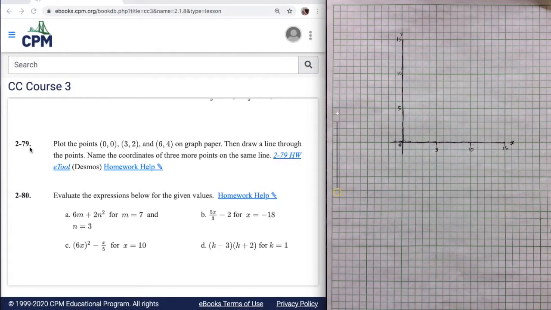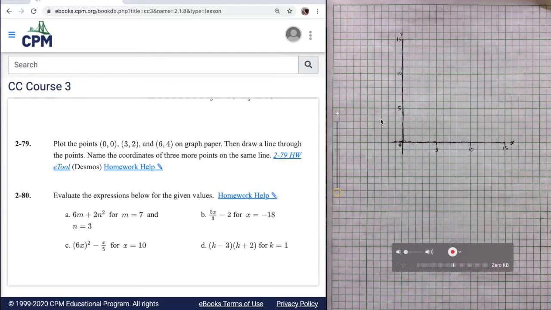Problem 2-79. We're wanting to plot these points on some graph paper. So I grabbed some graph paper and I drew up a little bit of a graph. And then you want to draw a line between those points and find some more coordinates that lie on the same line. So let's start by plotting the points.